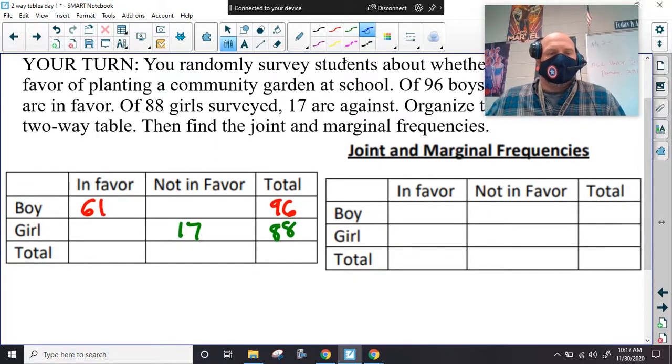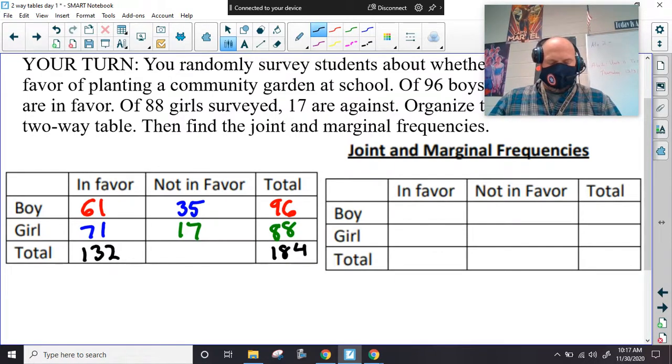Okay. Well, to find these other ones, this would be pretty easy. To find the boys that are not in favor, this will be 96 minus 61. So there's 35 right here. And then 88 minus 17 is 71 right there. And our totals, 96 plus 88, 184, 132, and 52.